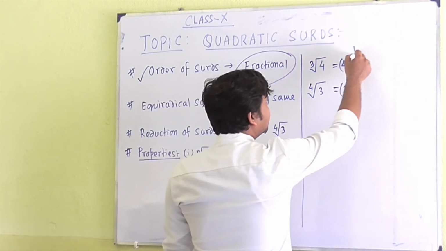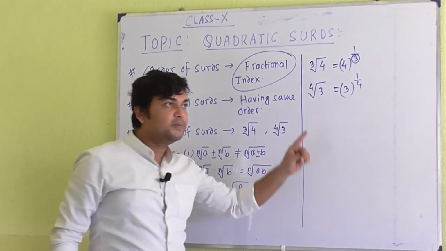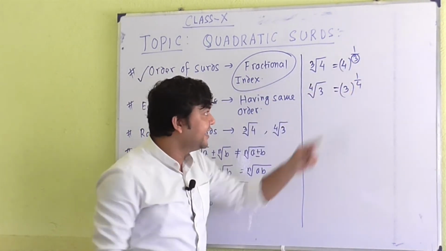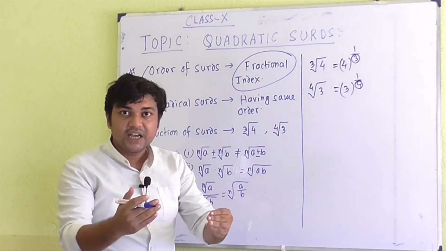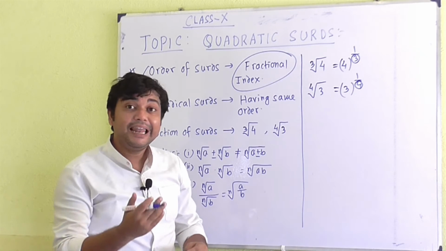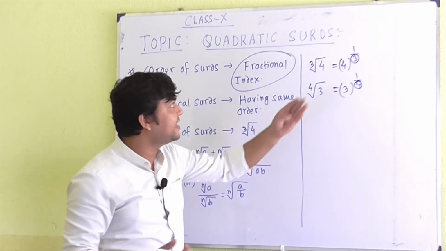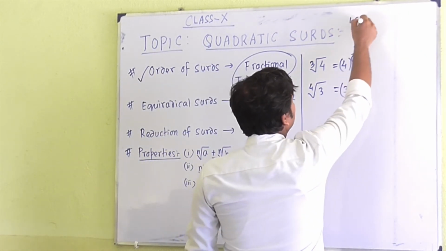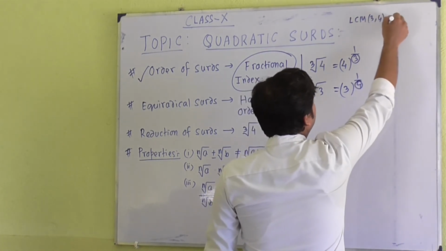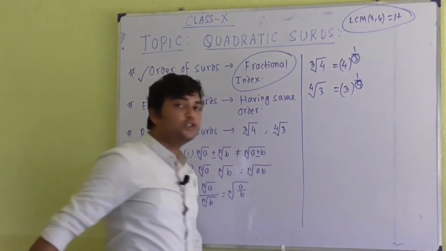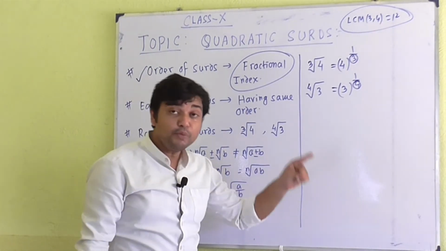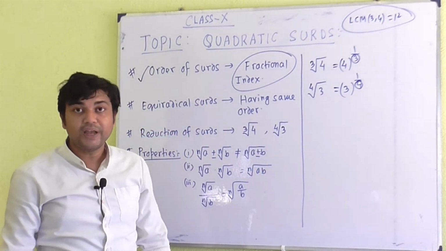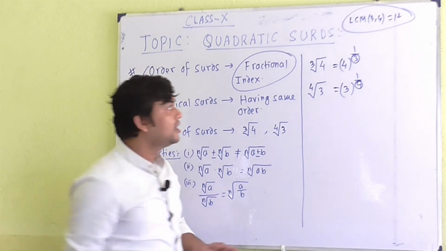What is the denominator of the fractional index for the first surd? The denominator is 3. And here the denominator is 4. Next, you have to take the LCM of these two numbers, that is 3 and 4. What is the LCM of 3 and 4? We all know that the LCM of 3 and 4 is 12. So we have to make both the denominators 12 by multiplying suitable numbers.